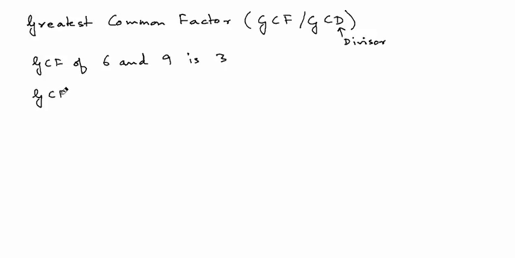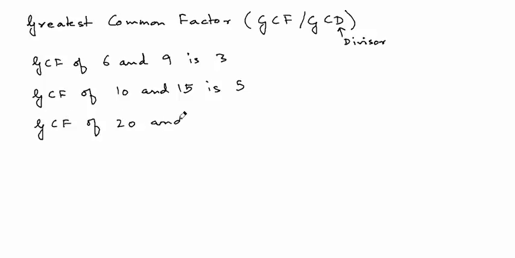Similarly, the GCF of 10 and 15 is 5 because 5 is the largest number that's a factor of both 10 and 15. And the GCF, let's say, of 20 and 50 is 10 because 10 is the largest factor that's common to 20 and 50 both. We could also have GCF of more than two numbers.